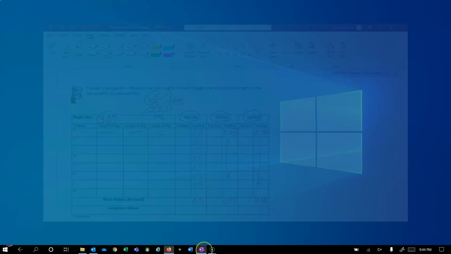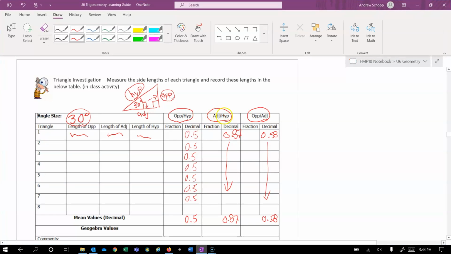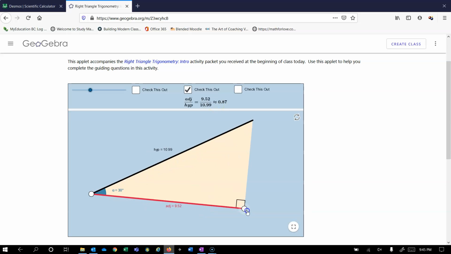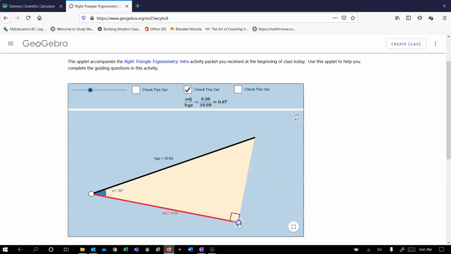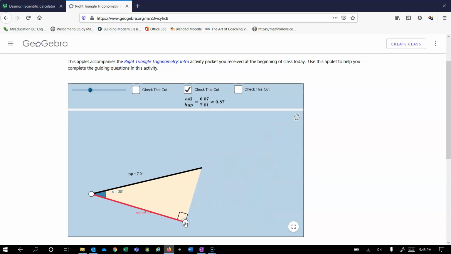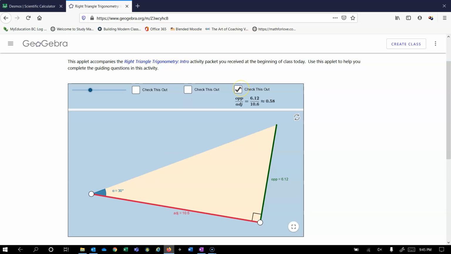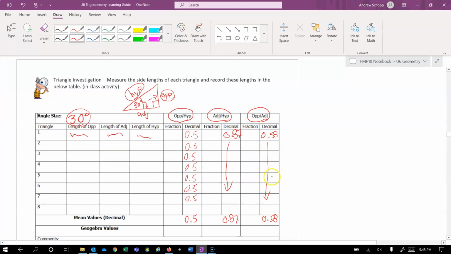If we look back to our sheet, the second column we did was adjacent over hypotenuse. And if we look at the ratio of the adjacent side over the hypotenuse, you can see here we also get 0.87. Okay, so the idea was just to be comparing the ones we had in real life with this program. And the last ratio was opposite over adjacent, was 0.58. And we can confirm that that was the same as the ones that we measured.